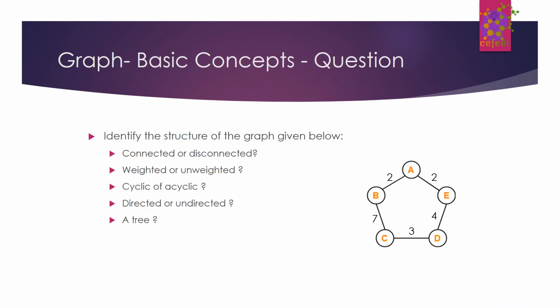Okay, let's move ahead. So as we end this session, I'll leave you with this question. There is a graph shown here which is a 5 node graph, or 5 vertices and 4 edges. So I'll leave it to you to decide or discuss whether it's a connected or a disconnected graph, if it's a weighted or an unweighted graph, is it cyclic or acyclic, is it directed or undirected, is it a tree?